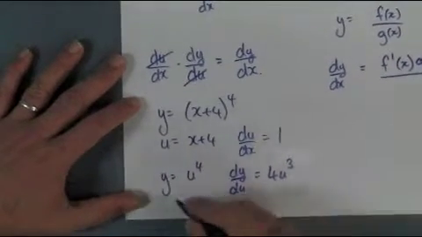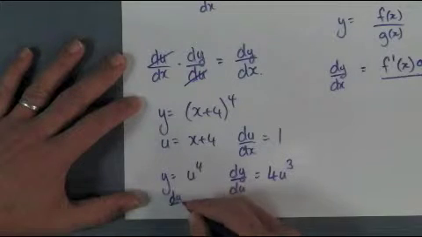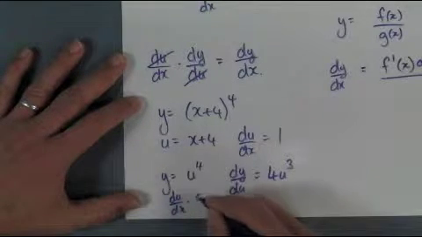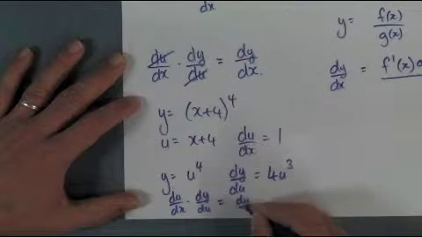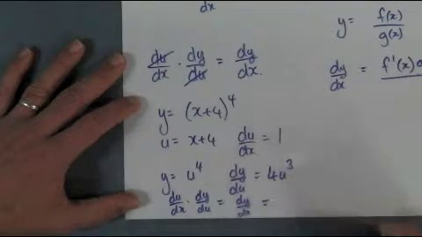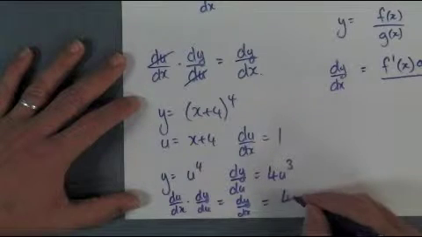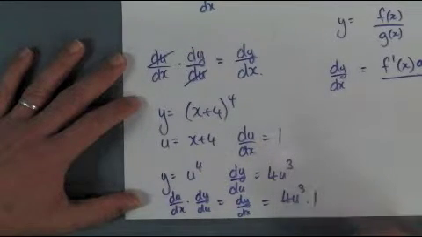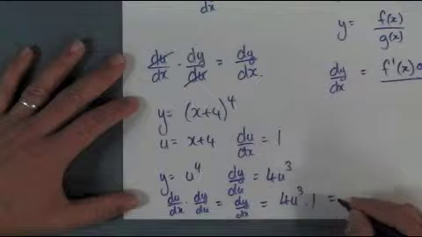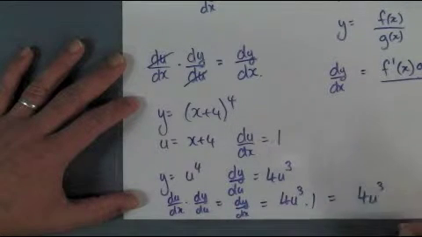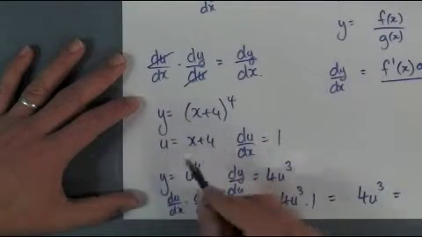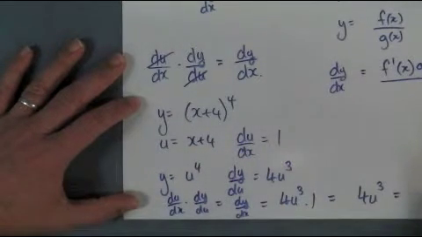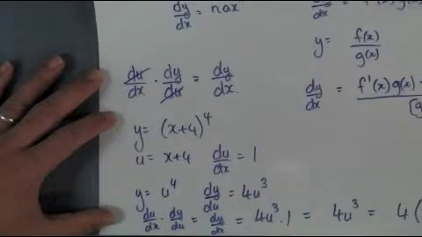And then multiplying the two of them together, as my rule suggests, dy/du times du/dx is equal to dy/dx. So that in my case here is equal to 4u cubed times 1. Well, that is equal to 4u to the power of 3. Now substituting my u back in, which I originally had here, I get 4 times (x plus 4) all to the power of 3. And this is known as the chain rule.